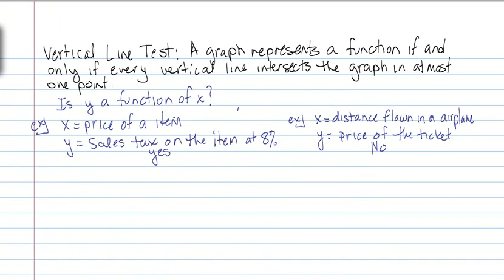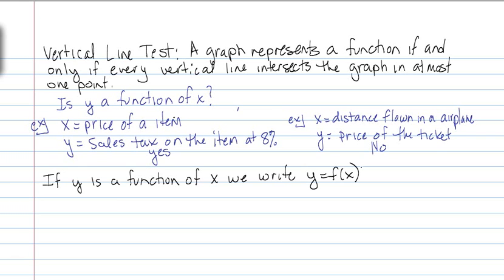Last examples. And the last thing I want to talk about is the notation. When relationships are functions, there is a new notation for writing them. So if y is a function of x, we write y equals f of x. F is not multiplied by x. It's just letting you know, hey, this is a function, and x is the input, and y is the output.